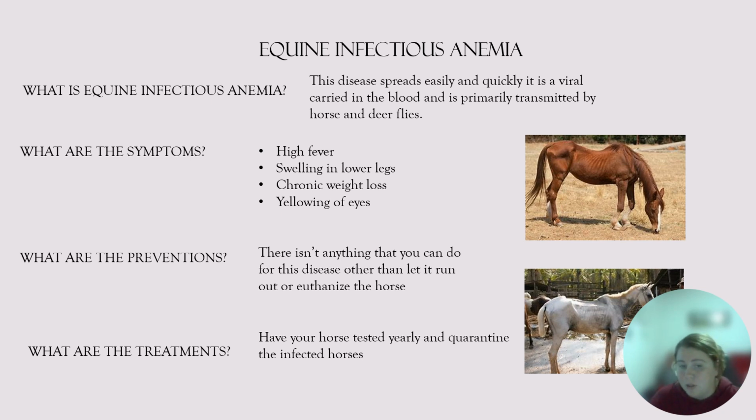So sometimes euthanasia for the horse is the best route. You just kind of have to play this one by ear and see how your horse is dealing with it. If they have chronic weight loss and their quality of life is not good. There's no medication that we can give for equine infectious anemia. So just keeping your horses quarantined away from others so you don't spread it, and testing your horse yearly is the best thing you can do for this disease.